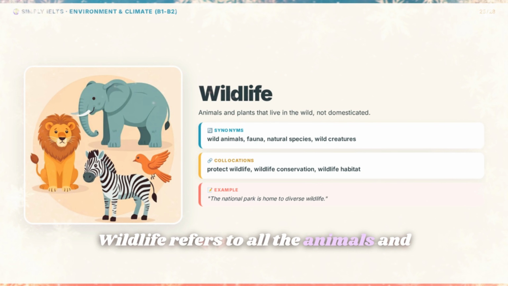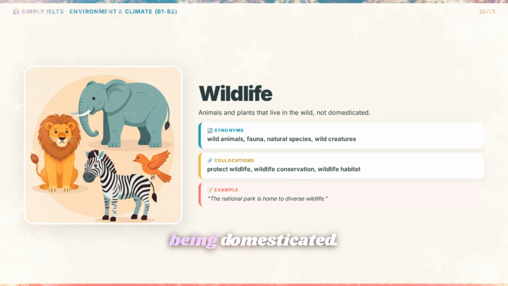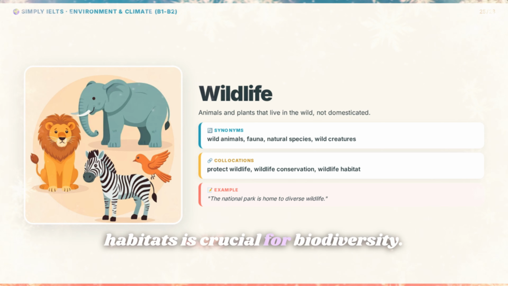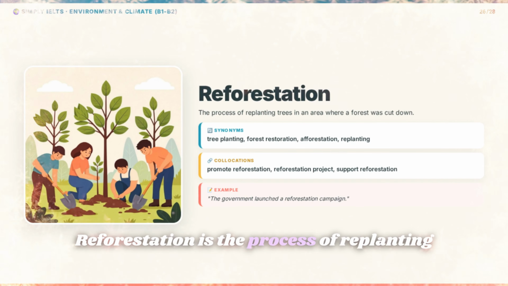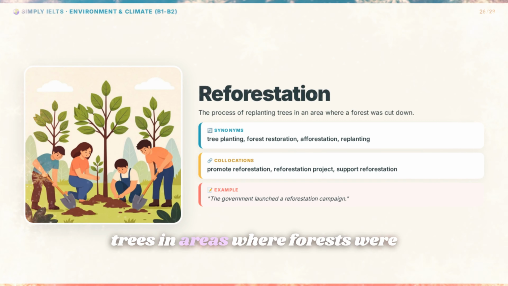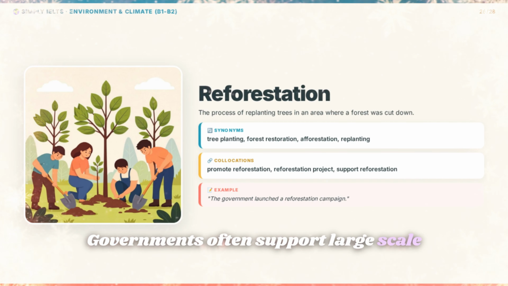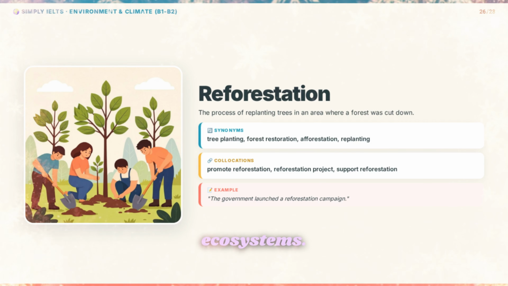Wildlife refers to all the animals and plants that live in the wild, rather than being domesticated. Protecting wildlife and their natural habitats is crucial for biodiversity. Reforestation is the process of replanting trees in areas where forests were previously cut down. Governments often support large-scale reforestation projects to restore ecosystems.